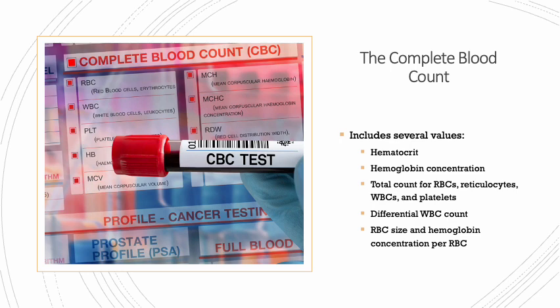The differential, so how many blood cells do you have of red compared to white? How many neutrophils to basophils to eosinophils? Those things. And then it also tells you the size of your red blood cells, and then the hemoglobin concentration per red blood cell. So does every red blood cell have 4 hemoglobin sites, or do they only have 2 or 3? So just one lab test can show us all of these things.